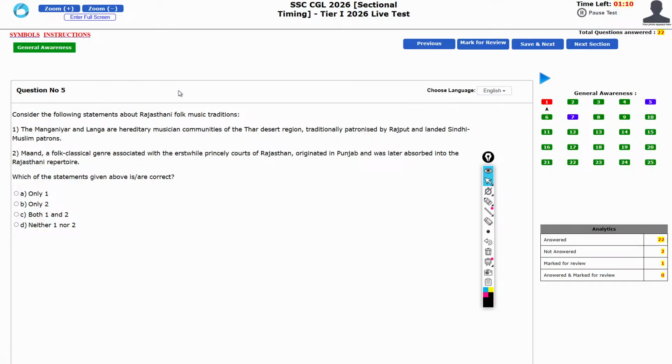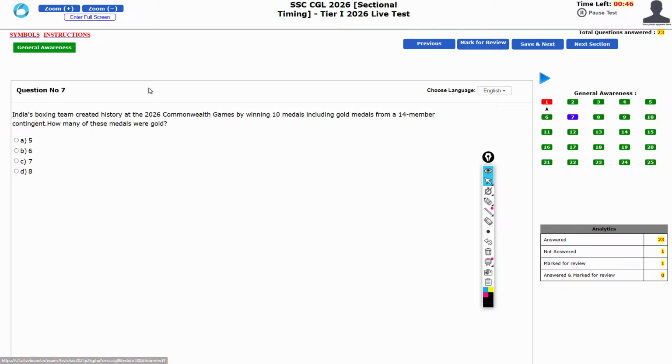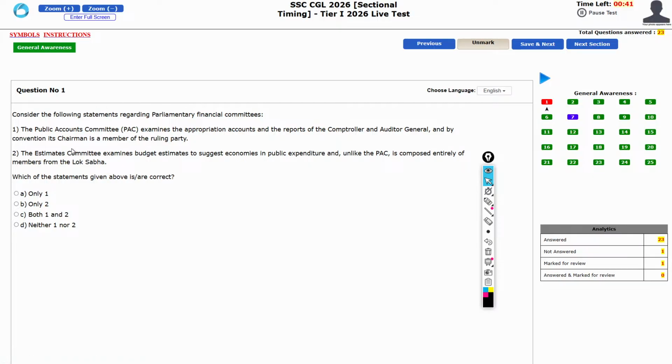Population. This one. The Manganiyar and Langa are hereditary musician communities. Thar Desert, originally from Rajput Sindhi art group. Mand, a folk classical genre associated with Rajasthan, originated in Punjab, was later absorbed into it. I think both can be true. Something is fishy. Okay, I just forgot it completely. So PAC, I feel this is from the opposition party. Only 2 is true.